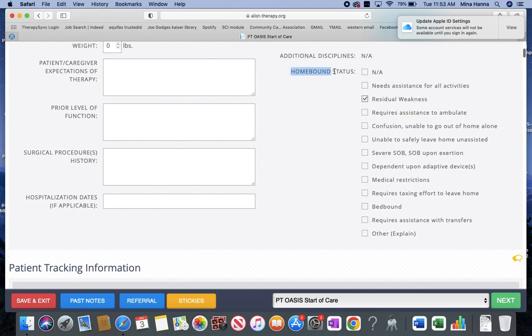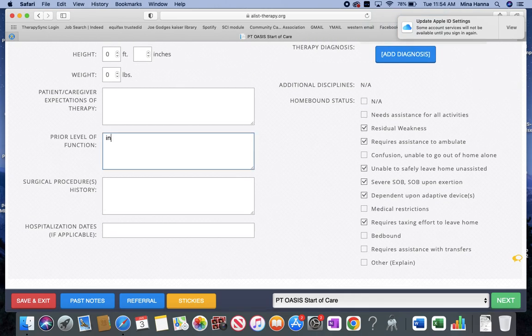This is important, the homebound status. You want to select this as many as you can. So most people tend to use an assistive device, taxing effort to leave the home, maybe, if they have any kind of restrictions or severe shortness of breath or anything like that, you can select as many applicable things as you like. Prior level of function, you can always say something like, they were independent.